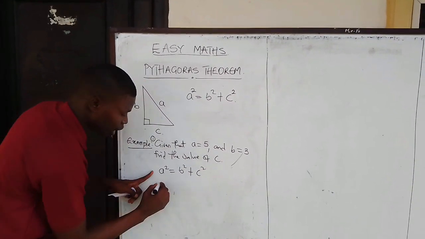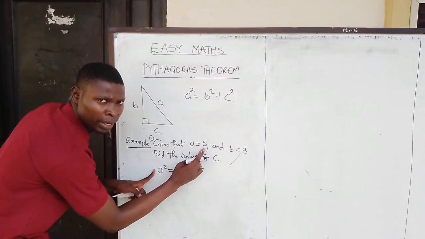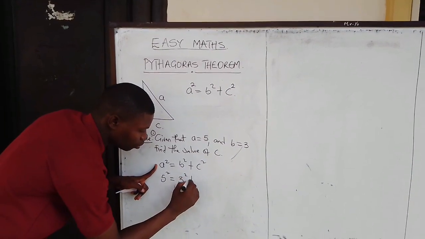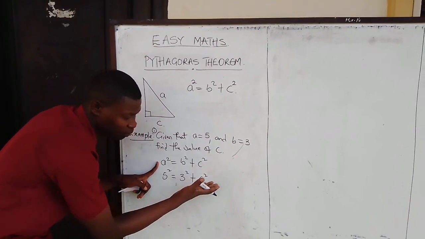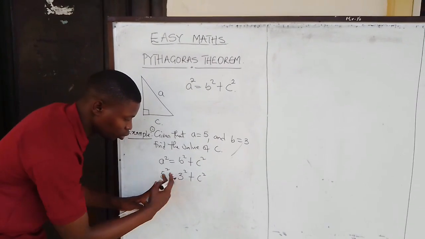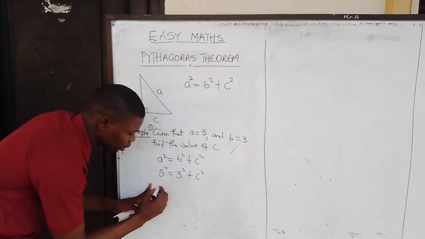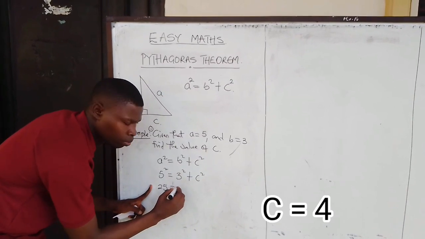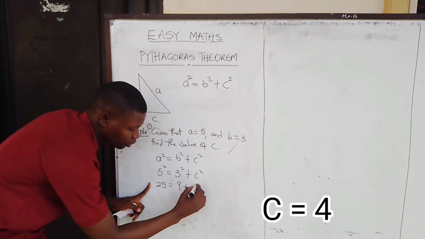So with this one, we have A squared equal to B squared plus C squared. The value for our A is 5, so we have 5 squared equal to the value for our B, which is 3, so 3 squared, plus C squared. We don't have a value for C; we're looking for it. Our 5 squared gives us 25, and our 3 squared gives us 9, plus C squared.